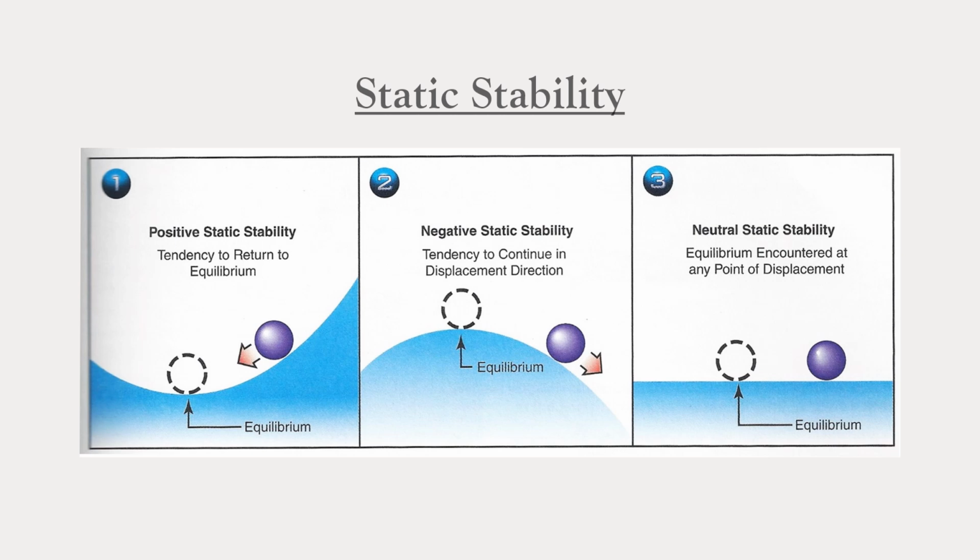The second example is negative static stability. Although there is an equilibrium point at the top of the hill, if the ball is pushed a little ways off the equilibrium point, the ball will continue to roll farther away from the equilibrium point. And the final picture is neutral static stability, where the ball won't necessarily be pushed either direction, toward or away from the equilibrium point.